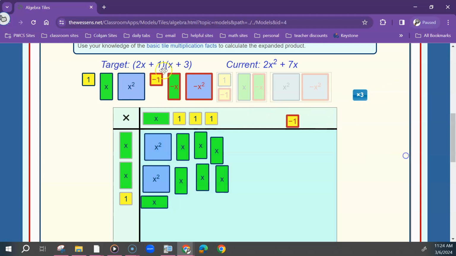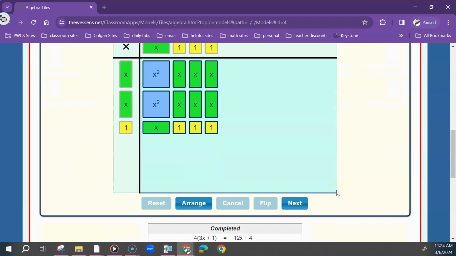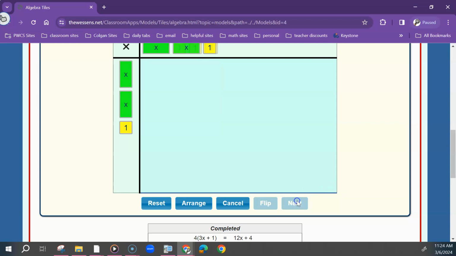And then, not negative. Then we have 3 positive ones. So you may have seen that already, but how would I read that total amount? 2x plus 7x plus 7x plus 3. Yeah. So we'll do one more of these, and then I'll show you how to do it algebraically.